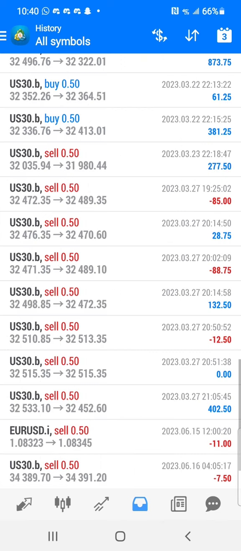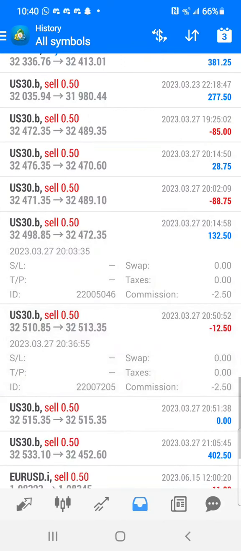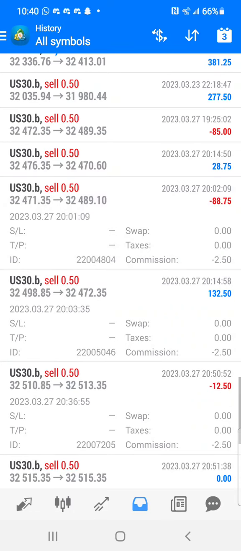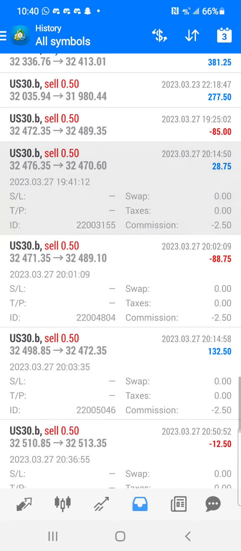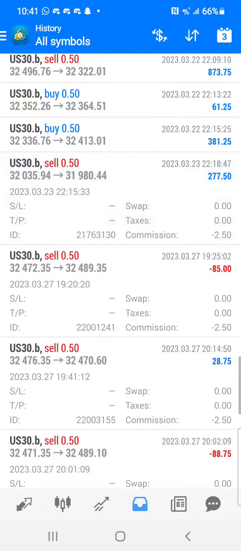Now let me show you. I think I have an example of that on my trades. Let's look at these trades, if they have the same time. Can you see this trade now? Can you see all my trades? You see, I did that same thing here. I sold this 0.5 at 20:01. I sold the other one at 20:03. Look at this one, 19:20. This one, 19:41. I sold them at different intervals.